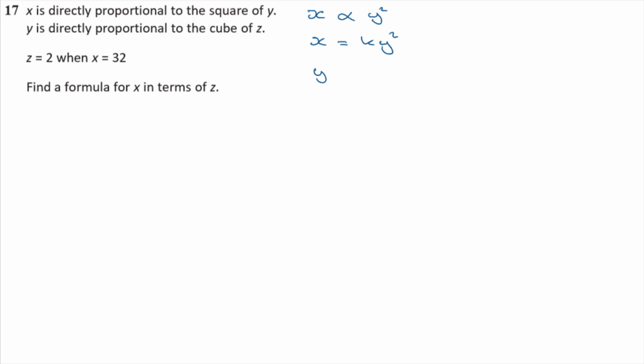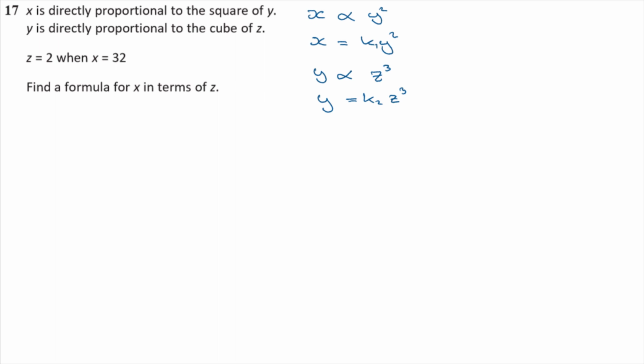And then I've got y is directly proportional to the cube of z. So y is proportional to the cube of z, z cubed. So then I can replace the proportional sign with equals k, but it might not be the same k. So I'm going to call it equals k2 lots of z cubed, just to distinguish it from the other k that I've already used. Okay, maybe I'll call that one k1. So I've got k1 and k2.